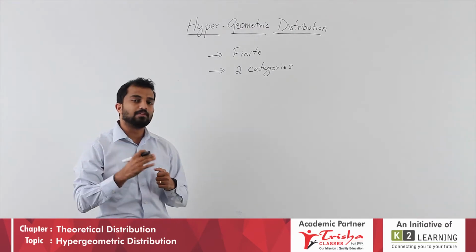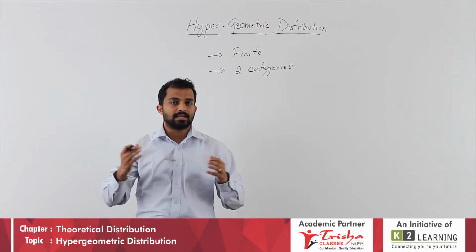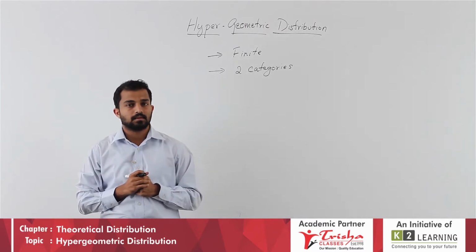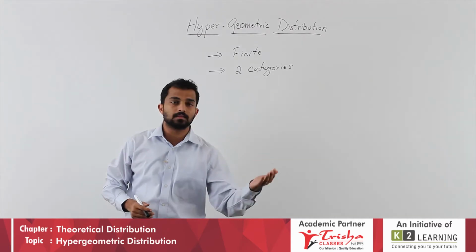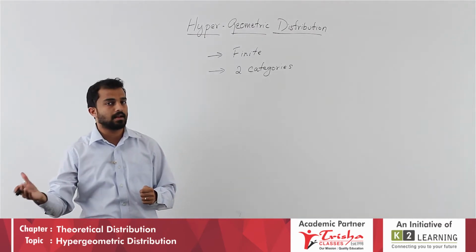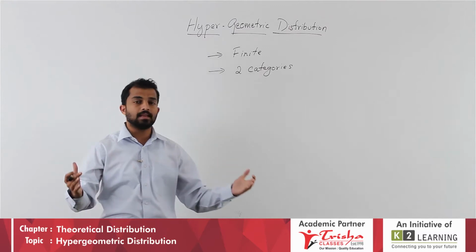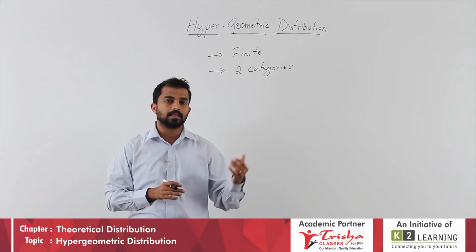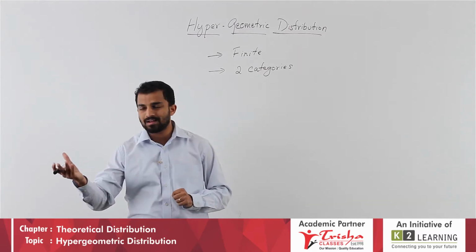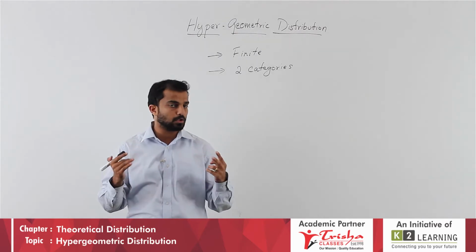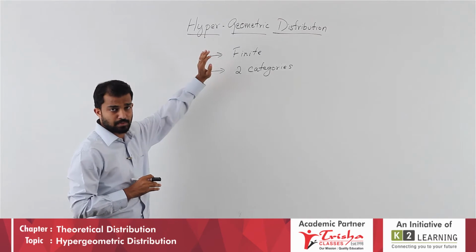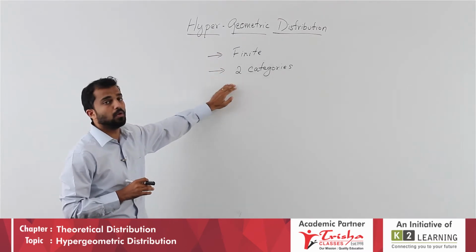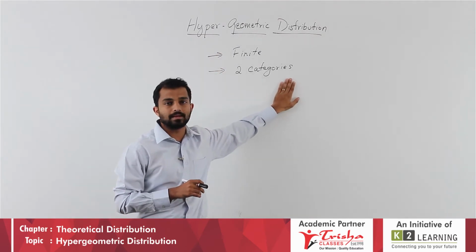Now, how can I give you an example for this? For example, in a class, there are only two categories of students. Either they are male or female students. In a basket, either there are good mangoes or bad mangoes. Two categories. That is how the hypergeometric distribution condition can be used only when you have two categories.